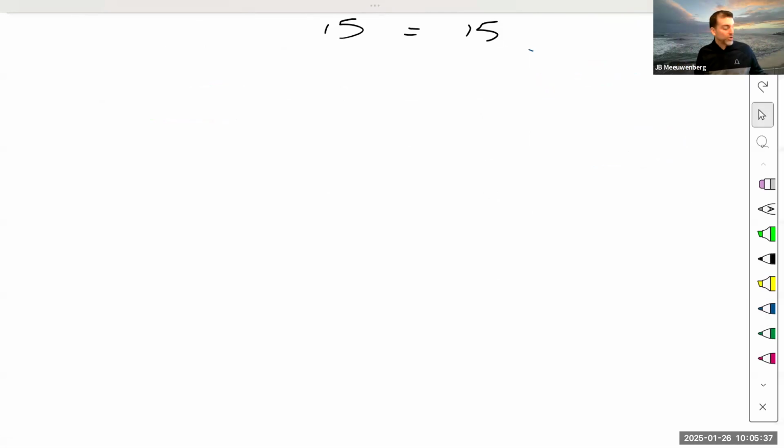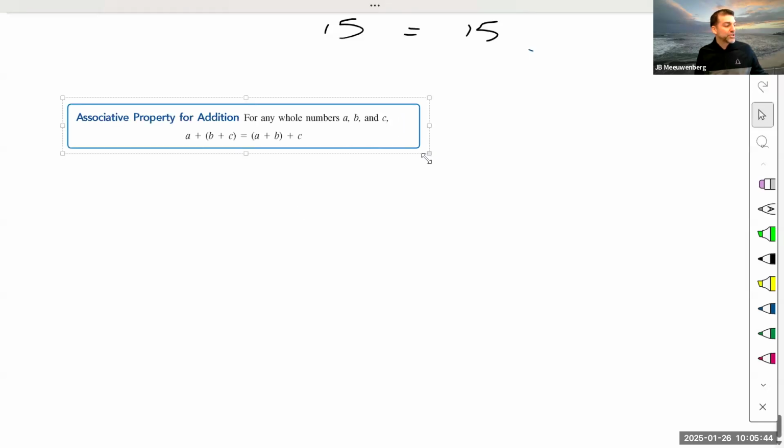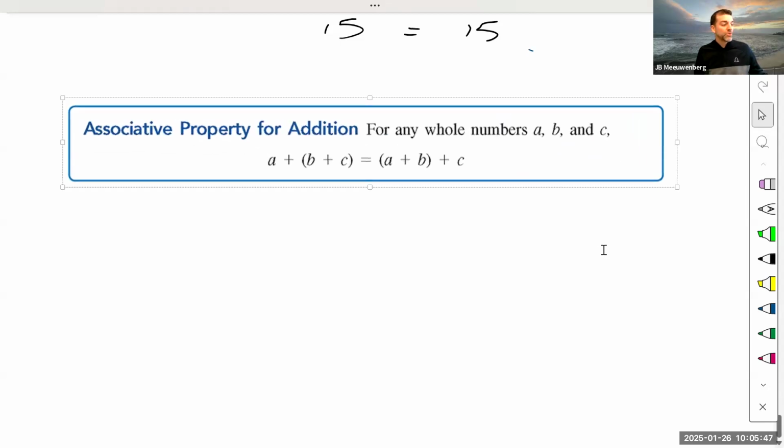So here is the formal definition for the associative property for addition. For any whole numbers A, B, and C, the formal way we say this when we group numbers together is quantity. We say A plus the quantity B plus C is equal to the quantity A plus B plus C. That's the associative property.